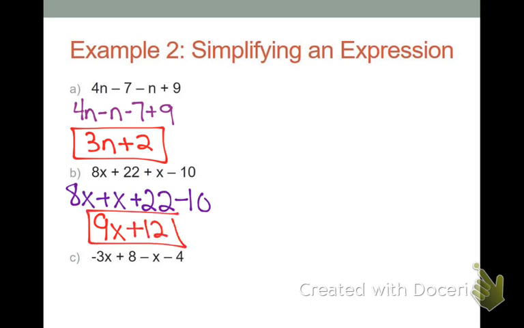Okay, so now we're moving. All right, now on C, 3x minus x, -4x plus 4. Who got -4x plus 4? All right, good. Okay, so that's it for example 2.